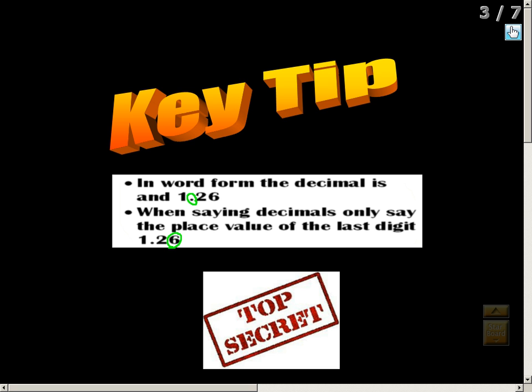It is important that whenever we're saying decimals and we want to be mathematic technicians here, we don't want to say "1 point 26." That's not the proper way to say it. We want to say 1 and 26 hundredths. So it's important to write these two key tips down.